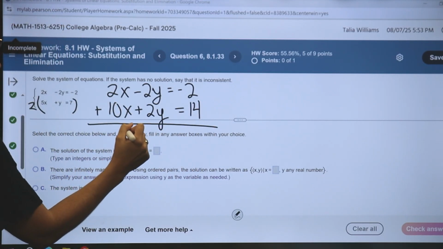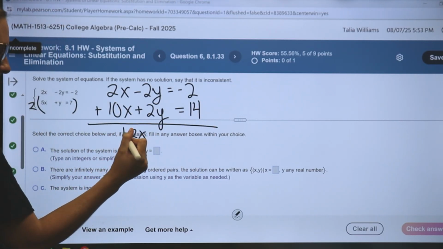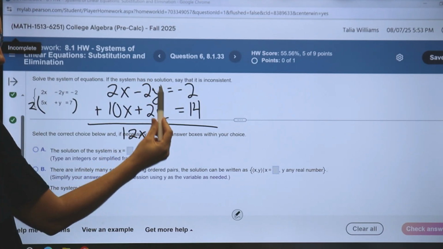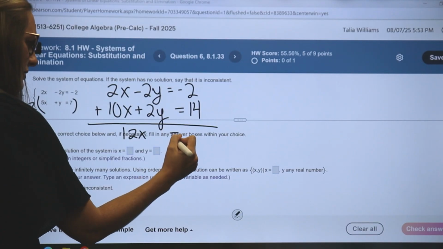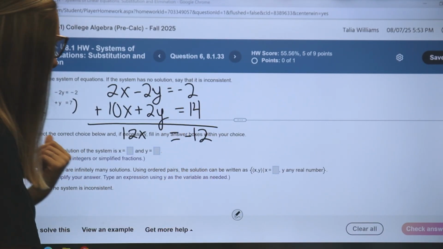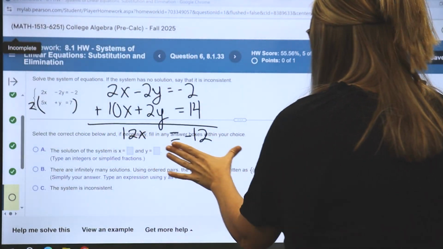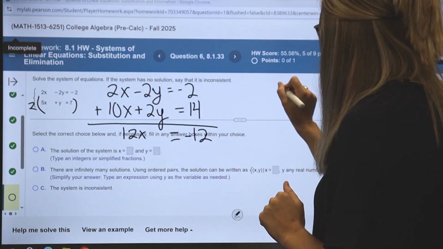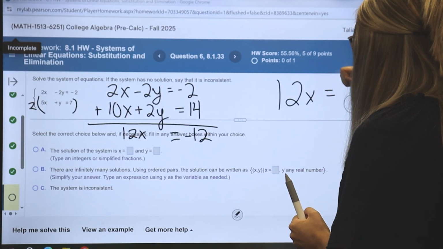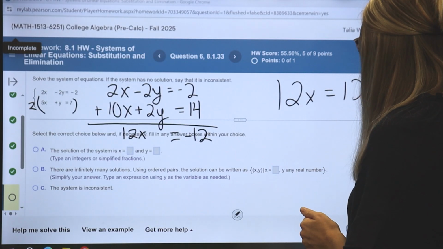10x plus 2x gives us 12x. I hate when I write on the words. I know it's hard to see. Negative 2y plus 2y is 0. Then negative 2 plus 14 gives us 12. Because you can't see that, I'm going to rewrite it. I had 12x equals, I don't know why I put negative 12. It's positive 12.